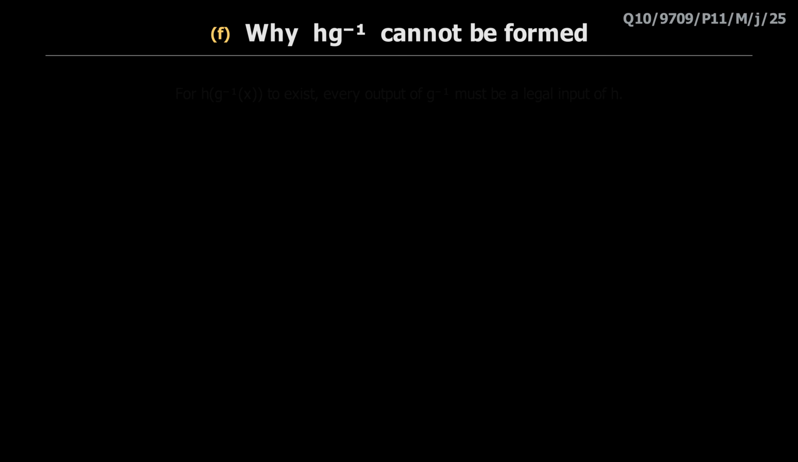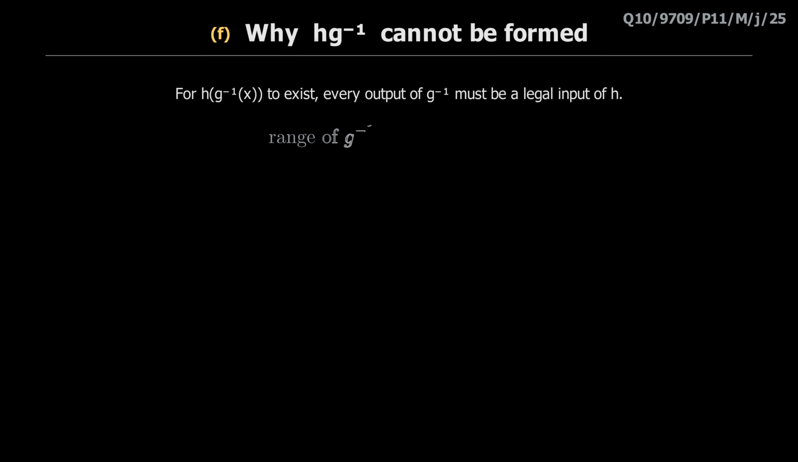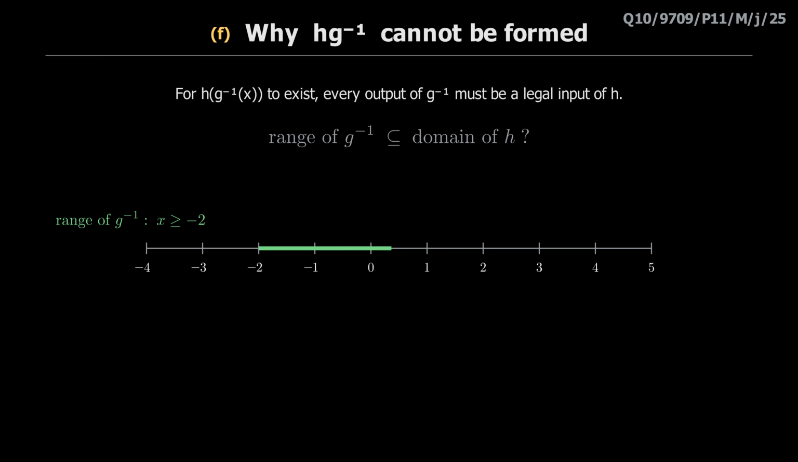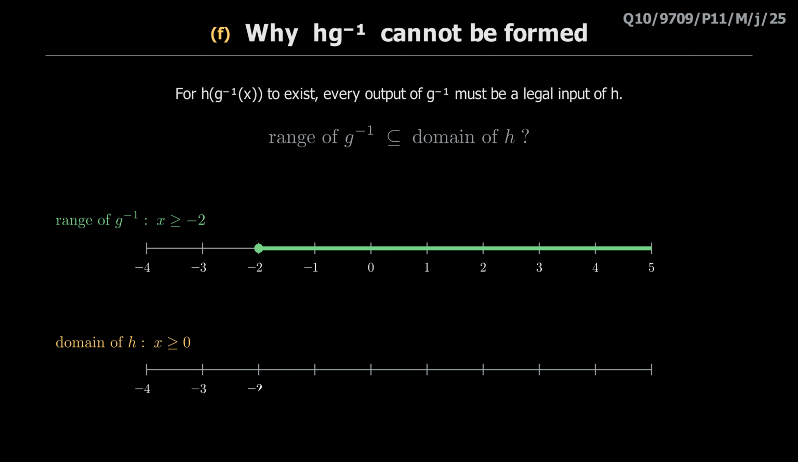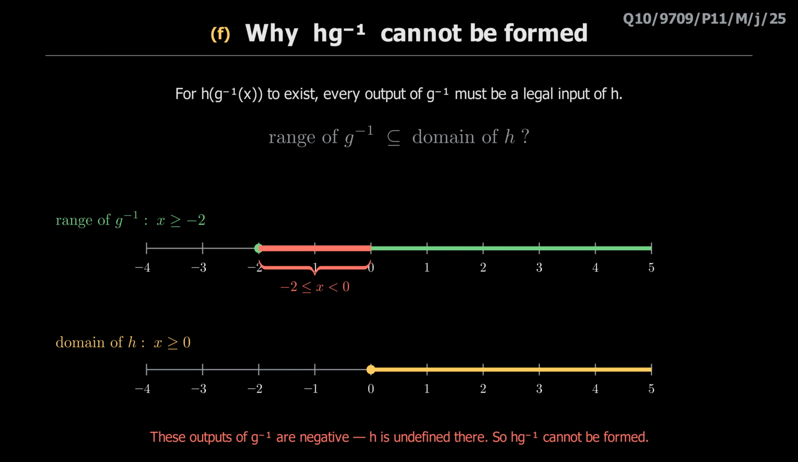Part F. Explain why h composed with g inverse cannot be formed. We need the range of g inverse to lie inside the domain of h. The range of g inverse is x greater than or equal to minus 2. But h is only defined for x greater than or equal to 0. Values from minus 2 up to 0 are in the range of g inverse but not in the domain of h. So h of g inverse cannot be formed.